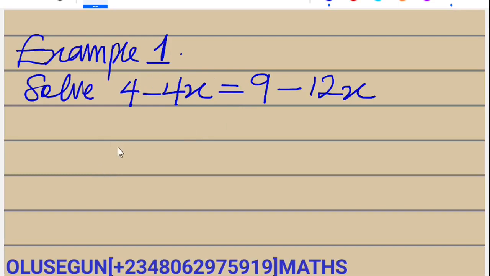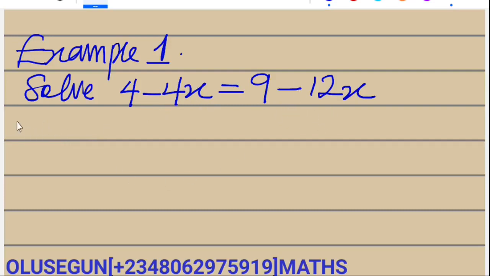What do we do? If there's a question like this, the first thing you need to put in place is what you call collecting the like terms. That is the first thing you have to put in place. How do you collect like terms? In collecting like terms, there's another formula to use. Let's try to add 12 to both sides.